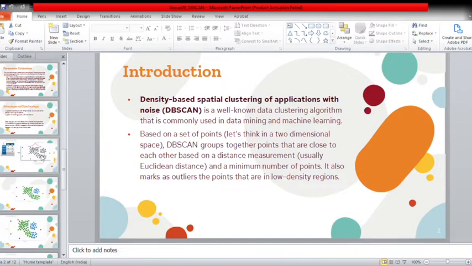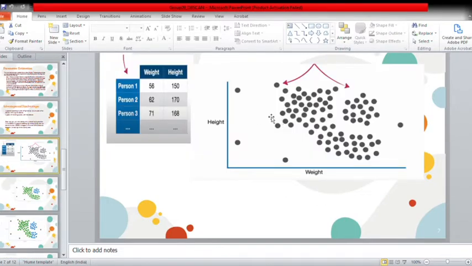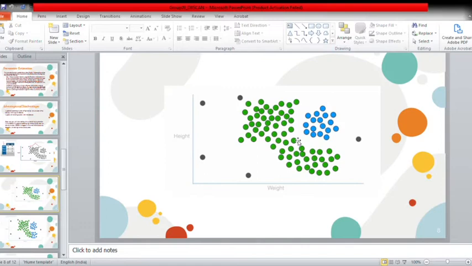For example, imagine we collected weight and height measurements from a bunch of people, and we plotted the people on a two-dimensional graph like this, where we have weight on the x-axis, the first dimension, and height on the y-axis, the second dimension. By eye, we can see two different clusters, green and blue, which are densely populated. On the other hand, we can see these remote points, which are known as outliers. Clustering this data is pretty easy.